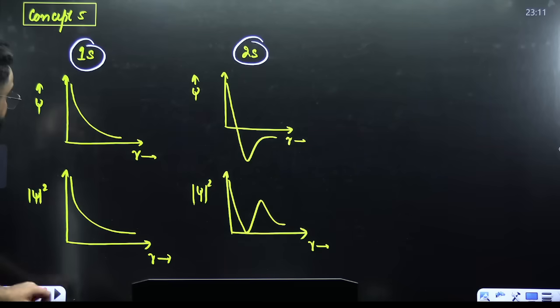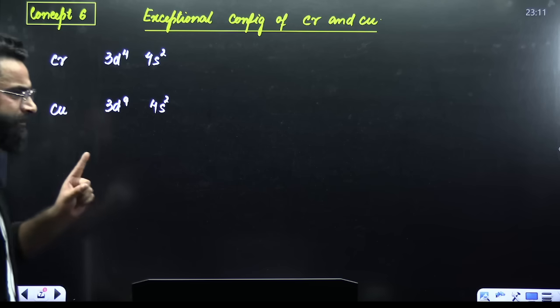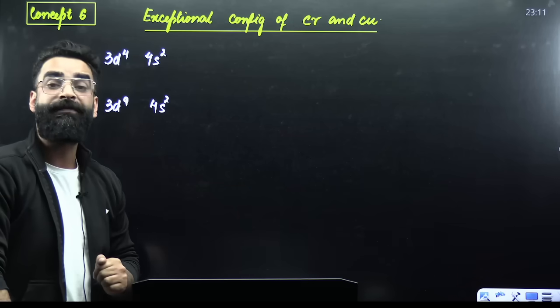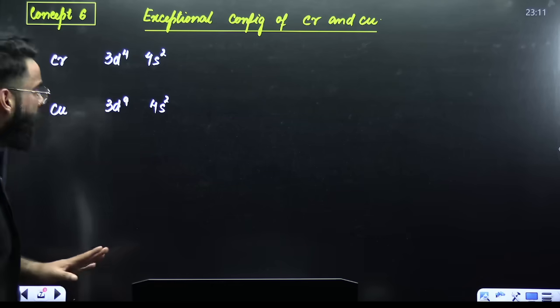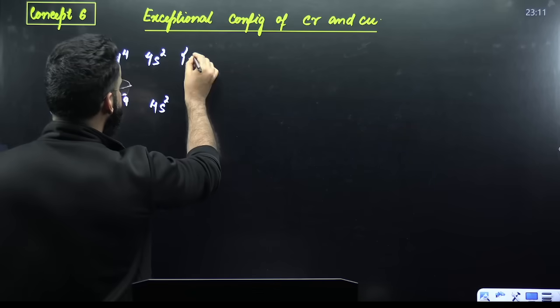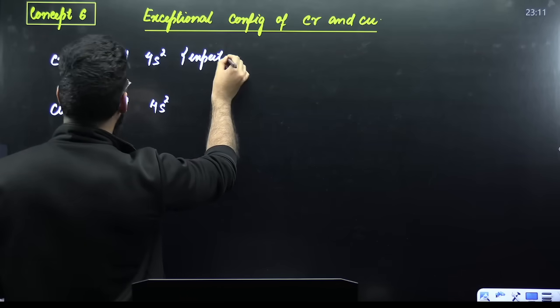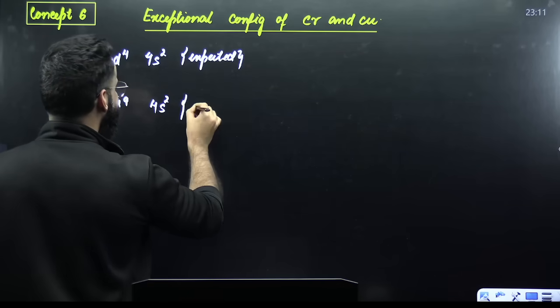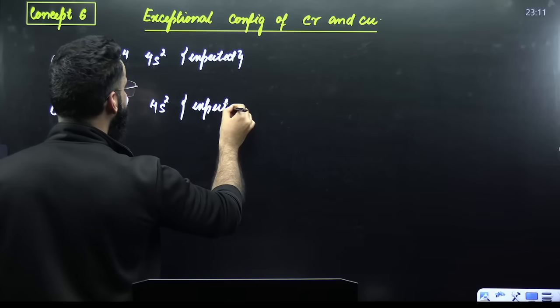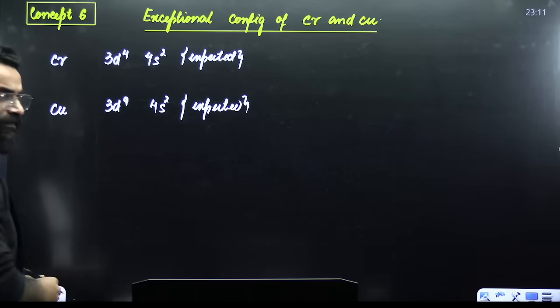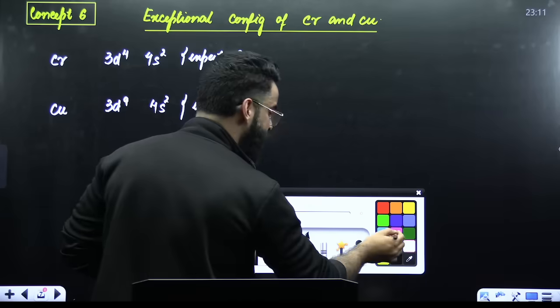Okay. Moving on to the sixth concept, that is exceptional configuration of chromium and copper, right? This is the expected configuration of your chromium, and this is the expected configuration of your copper. Now, what is the actual configuration?